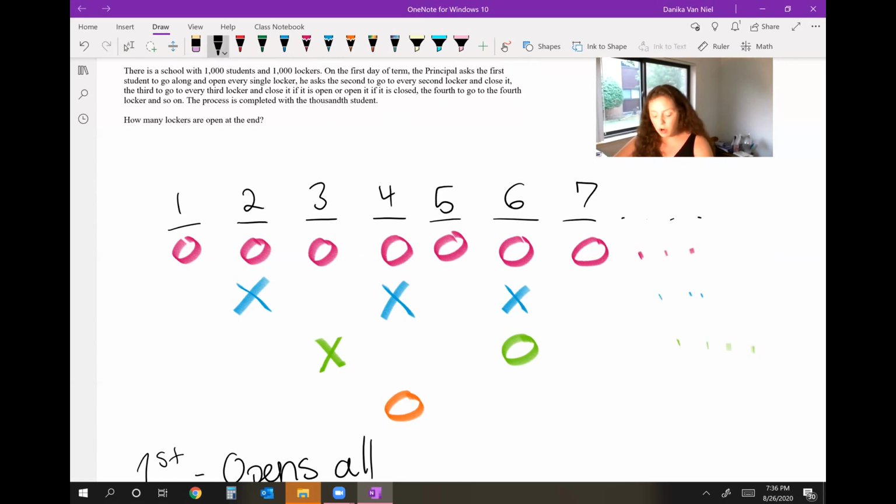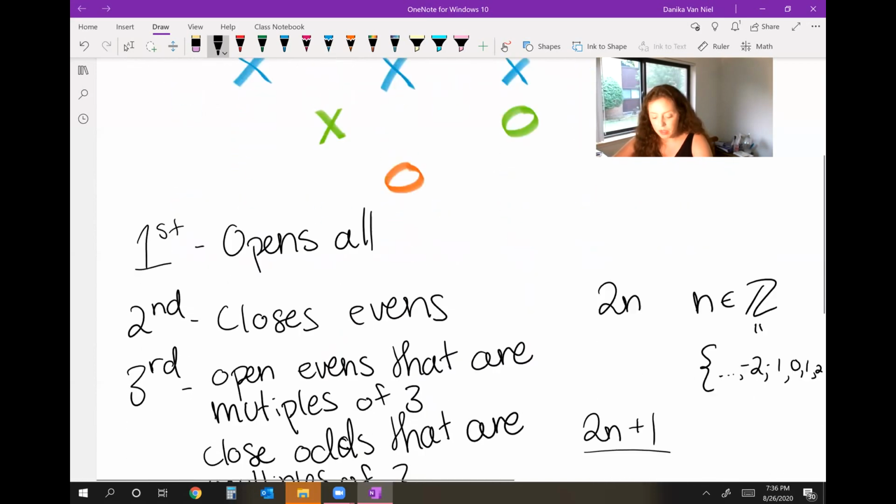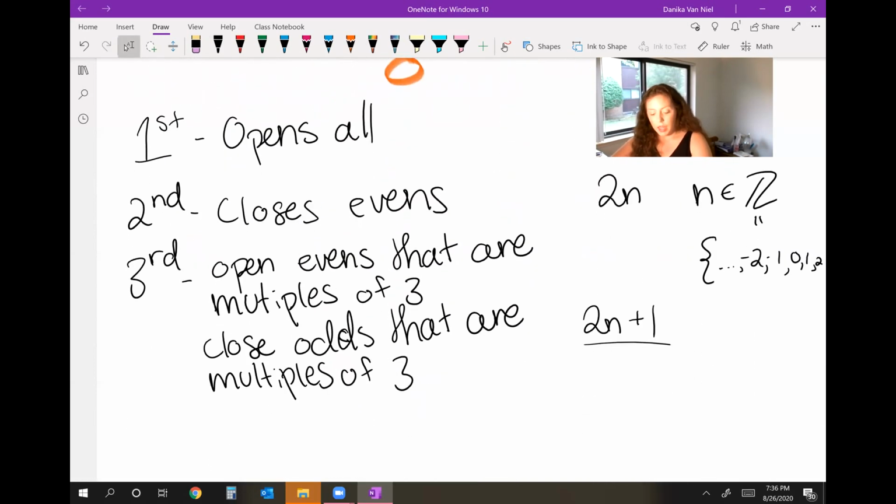Well, funny we should ask that. We know that the first student opens it, the second student closes it, but does the third student interact with 12? Is 12 divisible by 3? Yes, it is. And the third student opens even numbers that are multiples of 3. So 12 is a multiple of 3, and it's even. So the third student is going to open it. So the fourth student's actually going to close it.